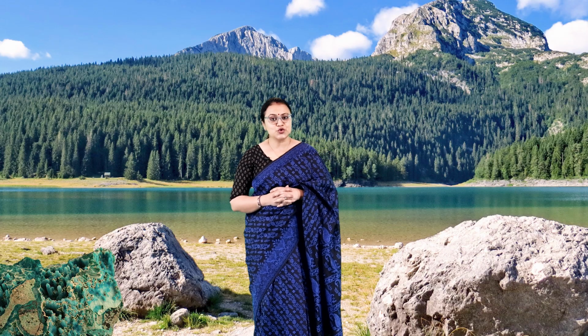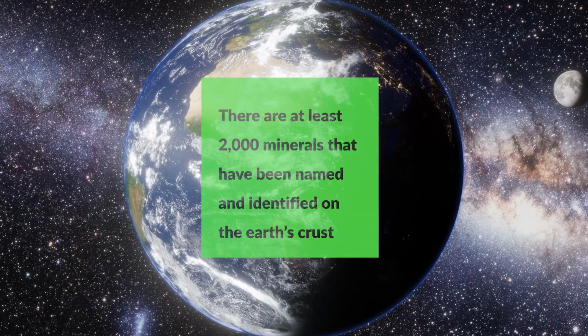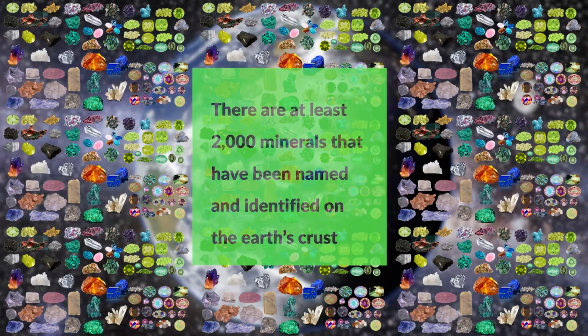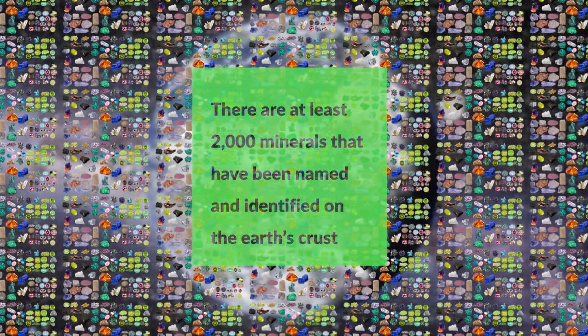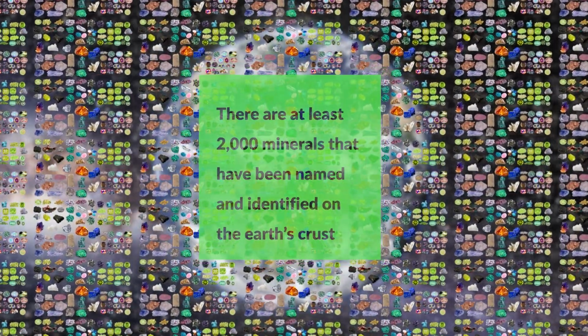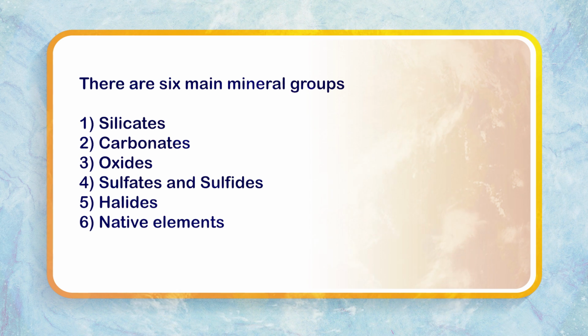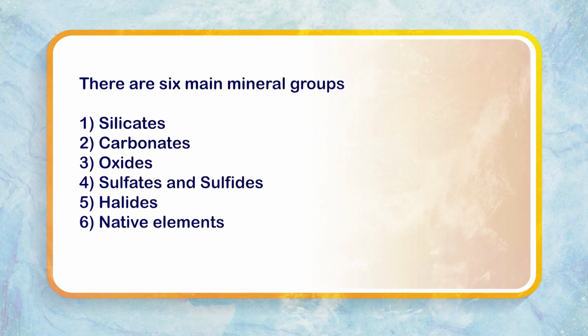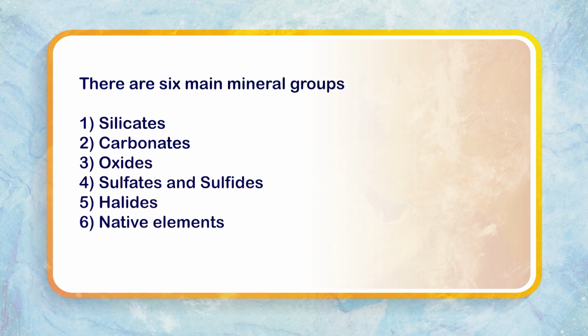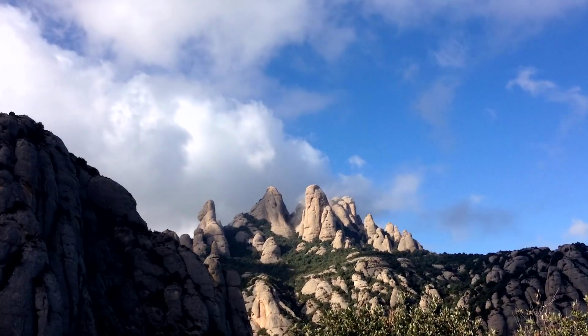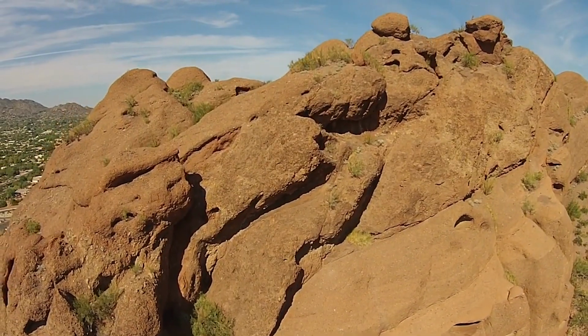You will be surprised to know that there are at least 2,000 minerals that have been named and identified on the Earth's crust. Oh, so many, isn't it? But it is also interesting to know that almost all the commonly occurring minerals are related to 6 major mineral groups that are known as major rock forming minerals. This means these are the ones that form rocks, or in other words, they are mainly found in rocks.